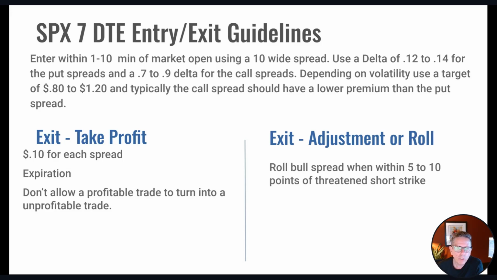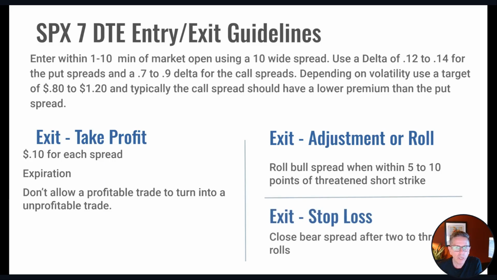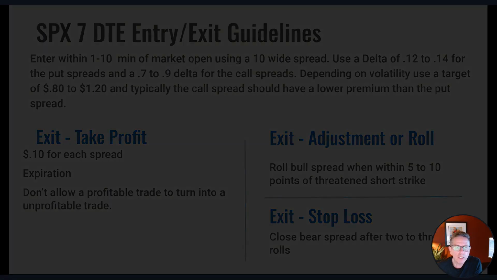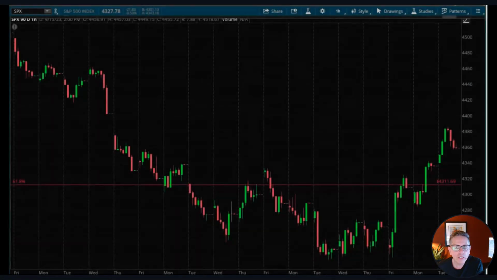For bull spreads, we do 5 to 10 points before that trade is threatened. So between 5 to 10 points from a breach, basically we roll that trade, and that's how we close it. On the stop loss for the bear spread, we do basically 2 to 3 rolls, and then we just move on from this one. We just take the loss. Okay, so let's keep moving here.